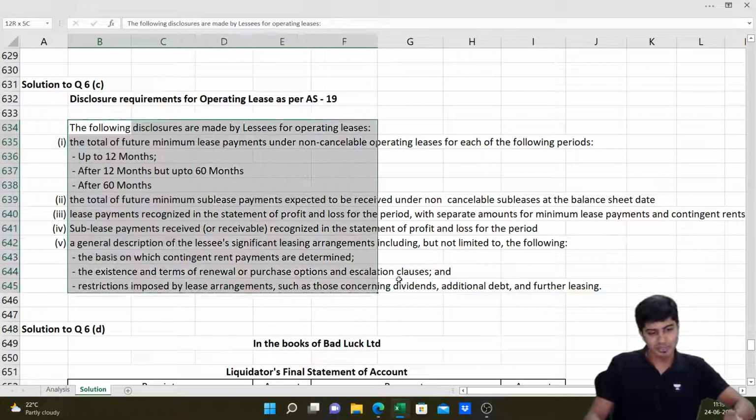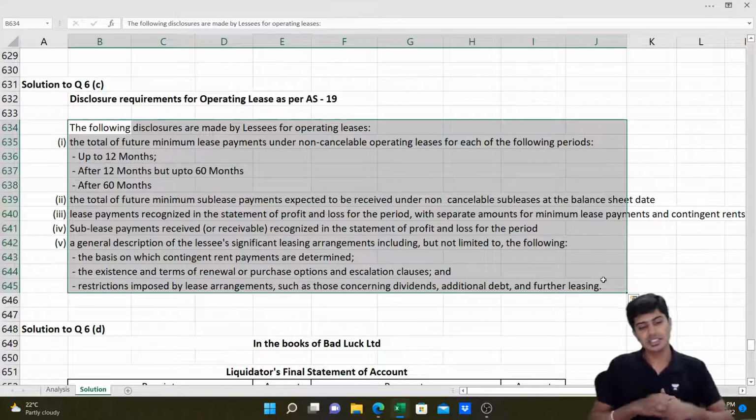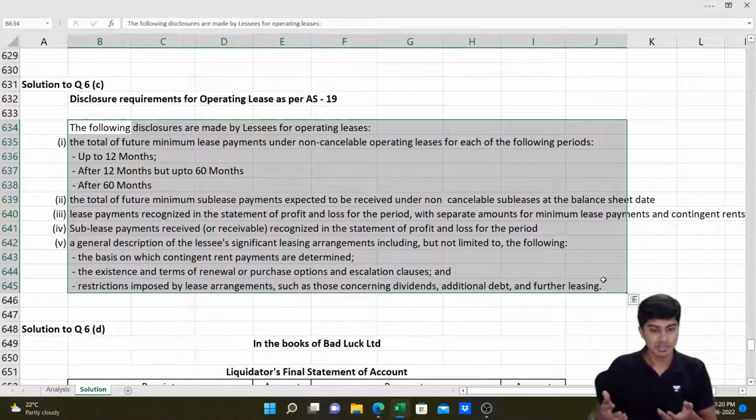So I put in here. The disclosure requirements are like this. Minimum lease payments, non-cancelable, for periods up to 12 months: how much is it? 12 to 60 months: how much is it? And more than 60 months: how much is it? We should tell.